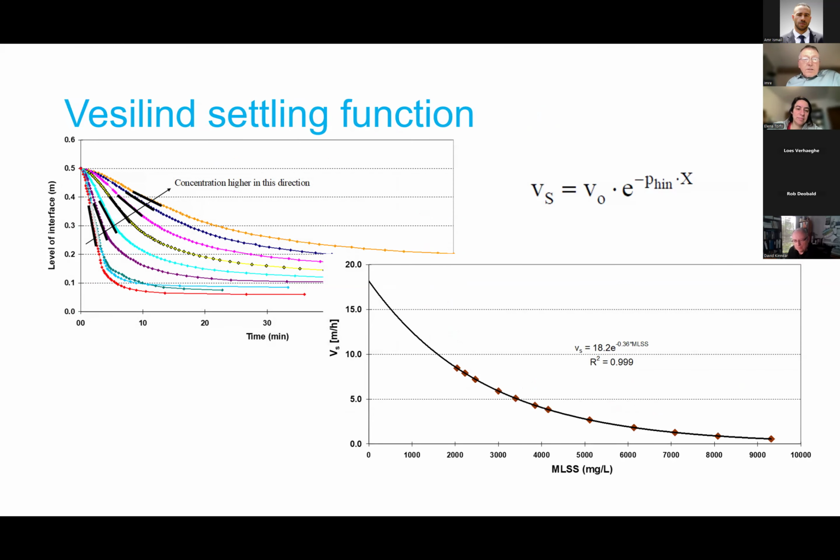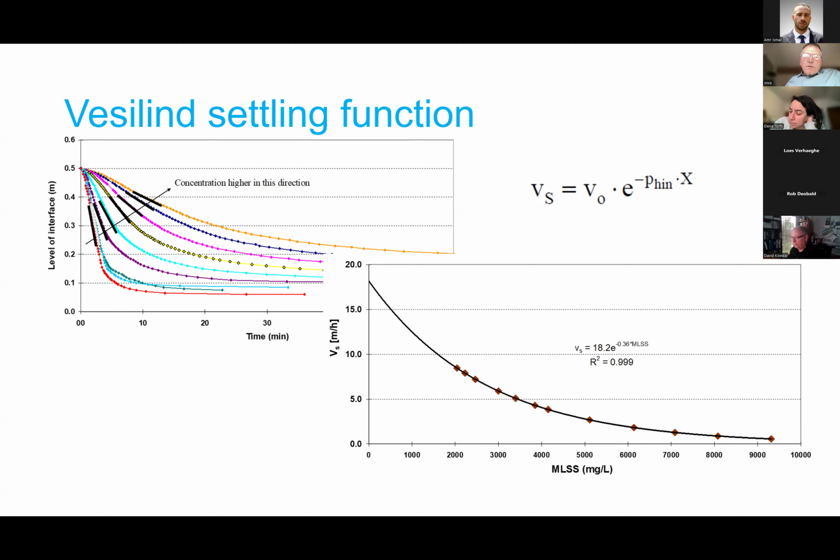On the left chart, you see these different dilutions. This was an actual experiment, but I don't remember the concentrations. Maybe at the top it's 10 grams, and at the bottom it's maybe 1.5 grams. And as the concentration increases, the slope of the settling velocity, the surface, is getting less and less and less, as you see.